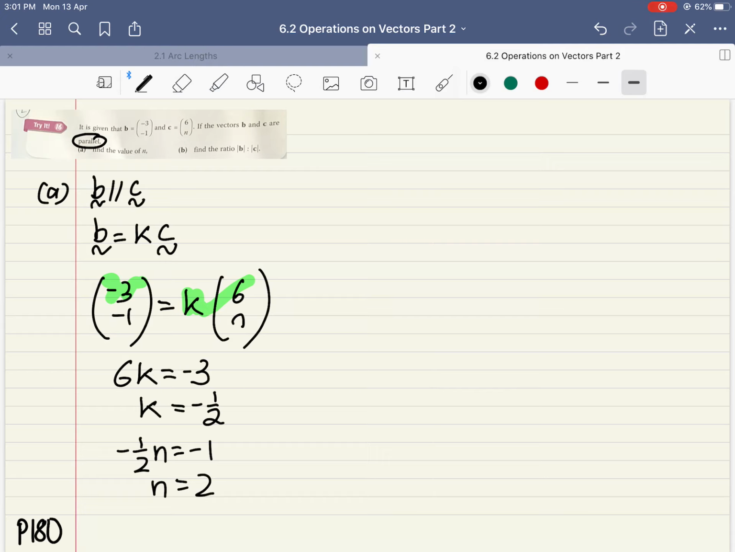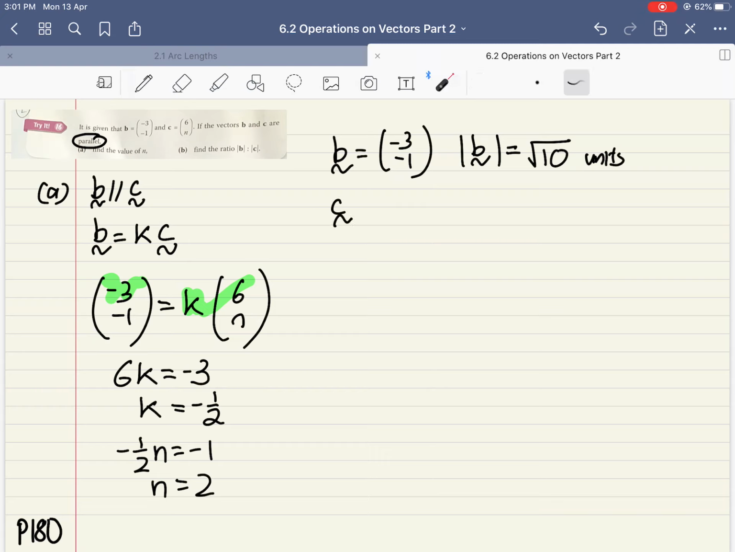Then finally, find the ratio of the two vectors. Okay, so now I know that b is equal to (-3, -1). I'm not going to do the calculation here. You should be able to do this by now. The magnitude of vector b is square root of 10 units.